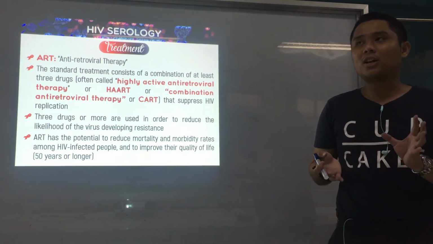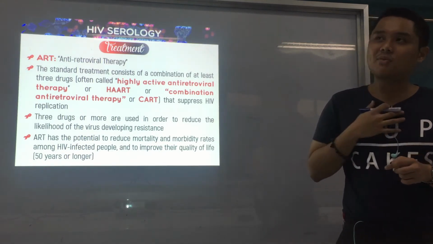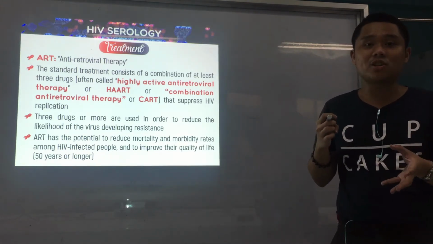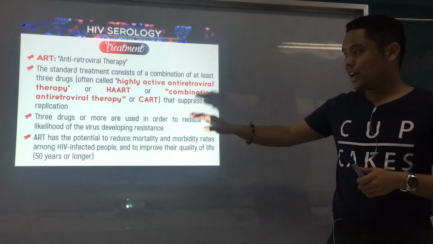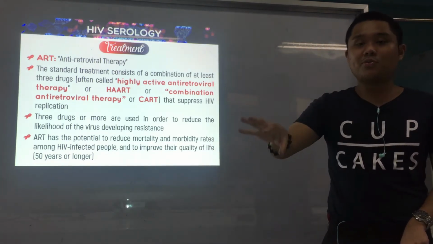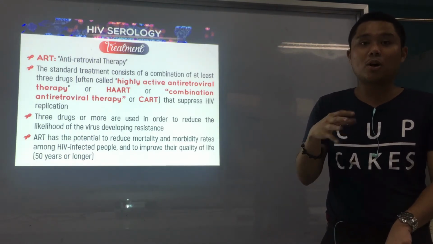So usually the life expectancy was around 26 years, if I'm not mistaken, based on Stevens? Up to 26 years only was the life expectancy if you had HIV. But now that we have ART, they can live even up to 50 years or longer. But again, don't be complacent.